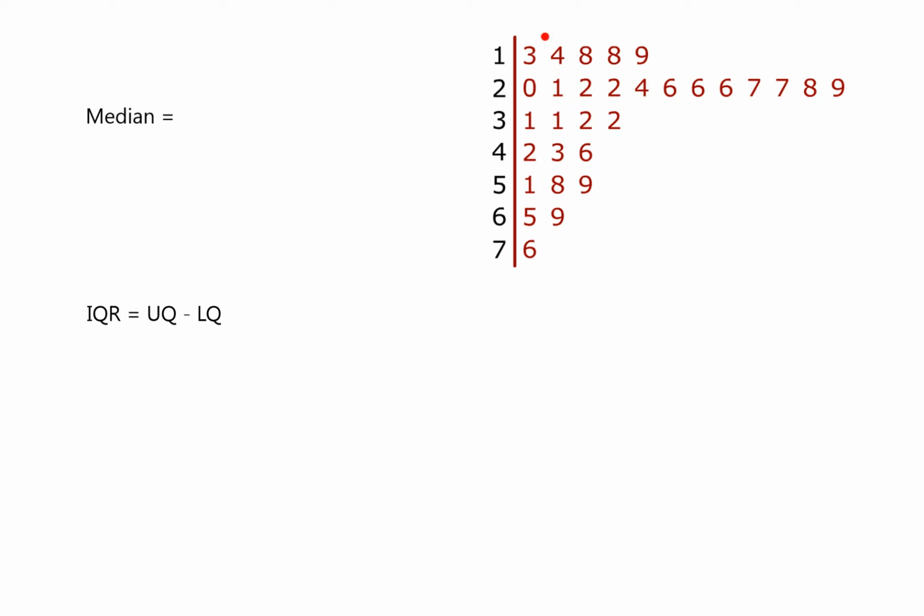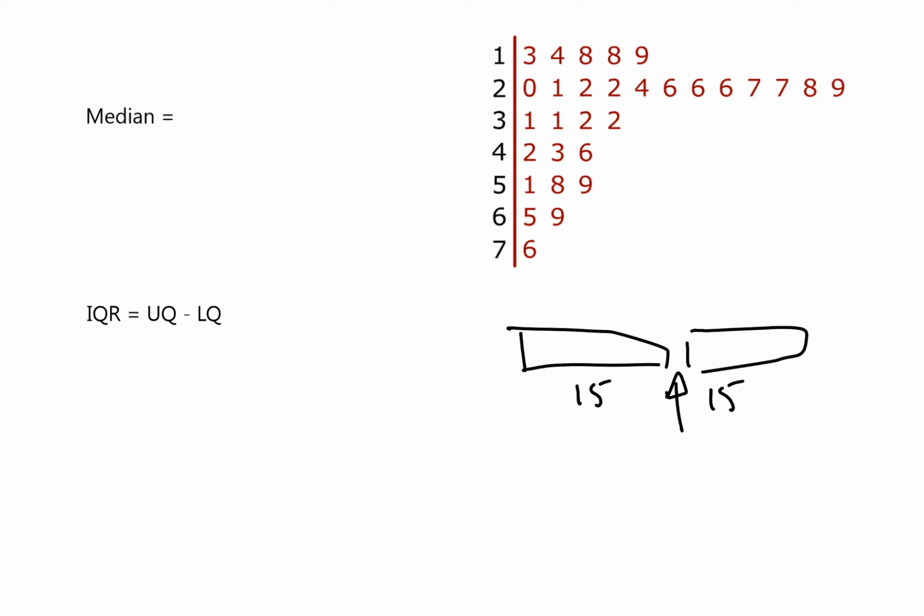So first step is, how much data do I have? I've counted it already, there's 30. So I need to find my middle number. Now if there's 30, there isn't really a middle with 30, because you're going to have 15, and then you're going to have 15. So this person here is in between the 15th and 16th bits of data.